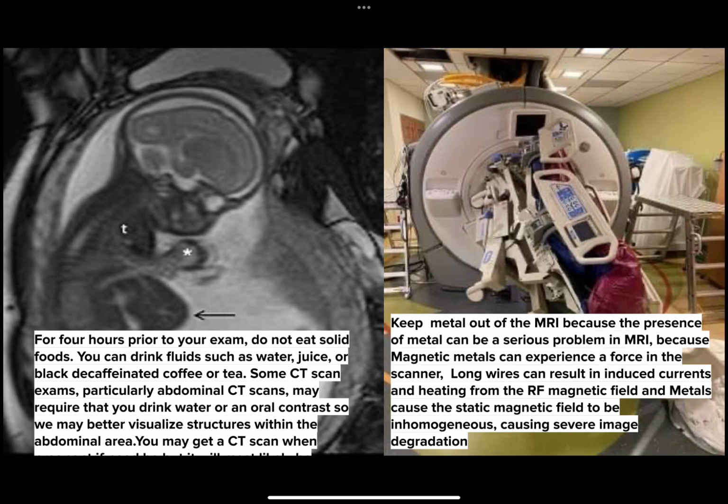So, for your CT scan, you cannot eat solid food 4 hours prior to your exam, but you can drink fluids such as water, juice, or black decaffeinated coffee or tea. Now, some CT scans, particularly abdominal CT scans, may require that you drink water or contrast so they can better visualize the structure within the abdominal area.